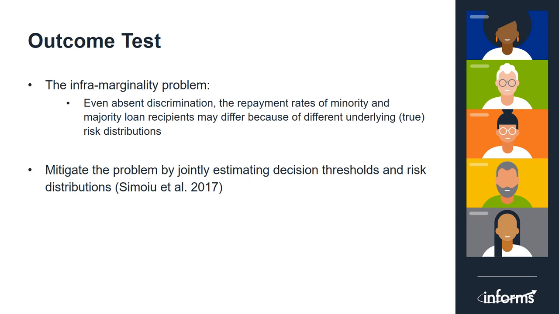However, outcome tests are known to suffer from the inframarginality problem. It means that even if there is no discrimination, the repayment rates of loan recipients in different demographic groups may still differ because of their different underlying risk distributions. The inframarginality problem occurs because in the outcome tests, we compare the average performance of all individuals from the two groups who are beyond the threshold. However, to check whether a decision maker applies the same standard to different groups, we should really compare the performance of only individuals who are at the margin or just past the threshold. Recently, some research has proposed a threshold test that mitigates the problem of inframarginality by jointly estimating decision thresholds and risk distributions.